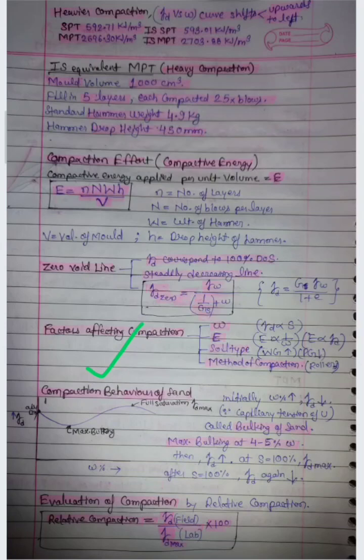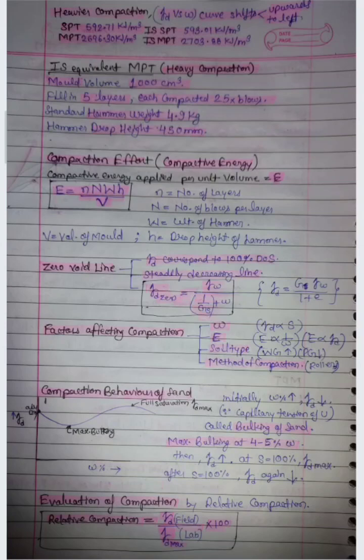Now compaction behavior of sand. So if you plot on y direction the dry unit weight and on x axis you plot water content, so for sands you will find out that first the dry unit weight will start to decrease as you increase the water content, then suddenly it will start increasing and then again start falling. So this kind of behavior you will find in soils which are in category of sand.